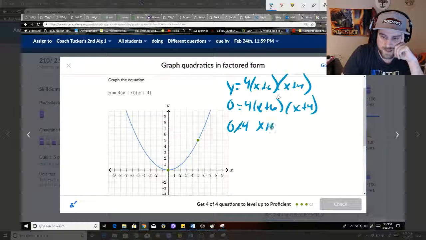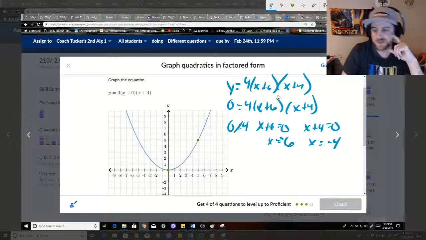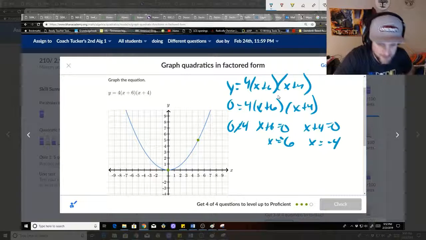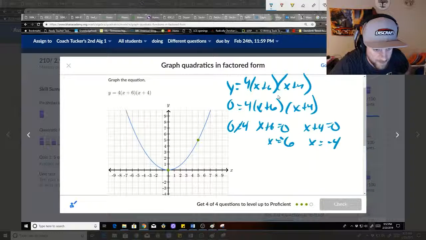We have x plus 6 equals 0 and x plus 4 equals 0. So x must equal negative 6, and x must equal negative 4. Those are the two x-intercepts of this parabola. So if I was graphing it, it's negative 4 and negative 6 here.